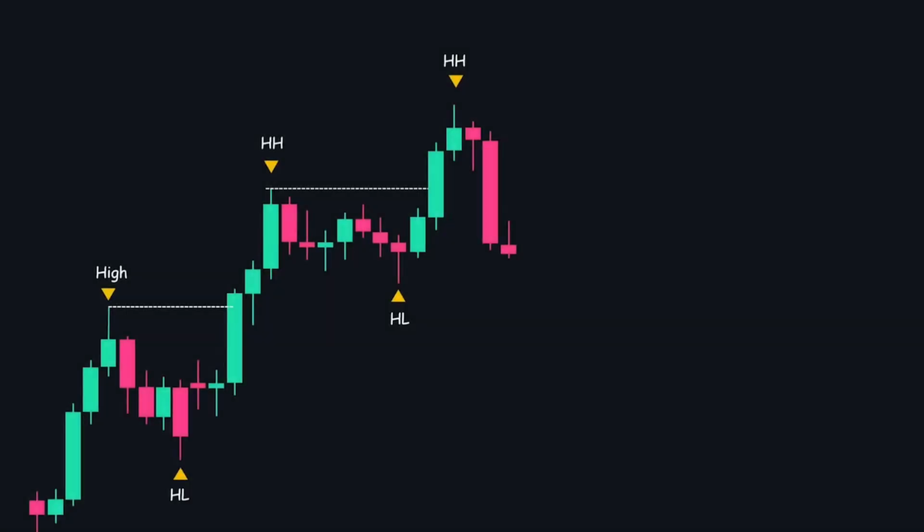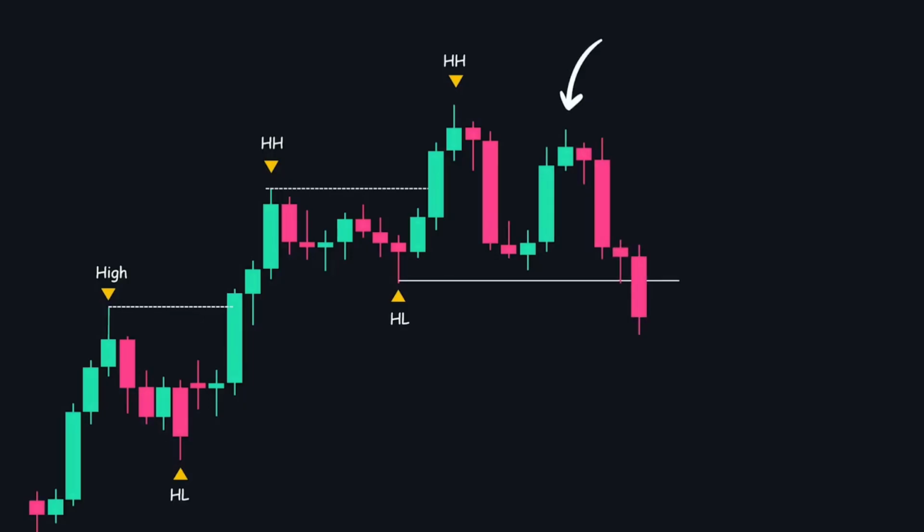A true reversal is not just a single break of previous structure, but a sequence of events and a shift in behavior. First, price fails to create a new high, showing weakness, then breaks a protected low with strong momentum. This is where the control shifts from buyers to sellers.